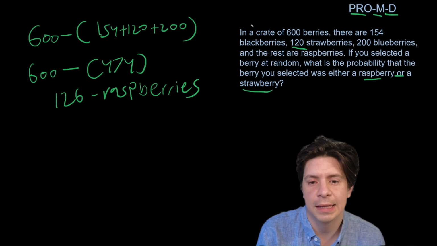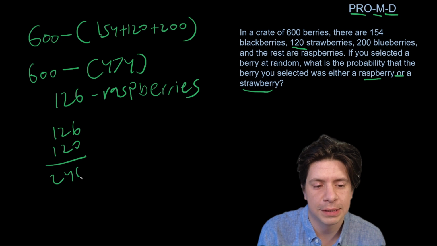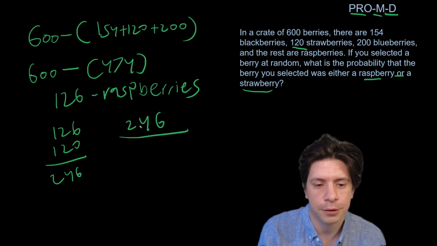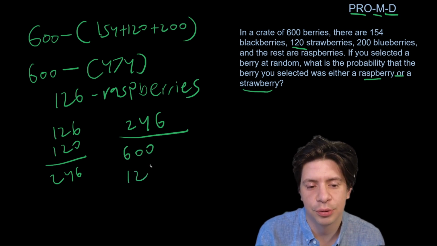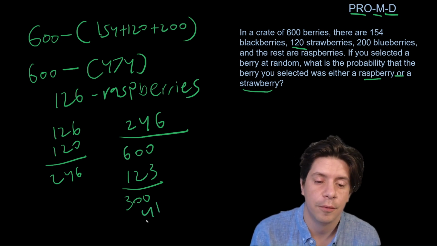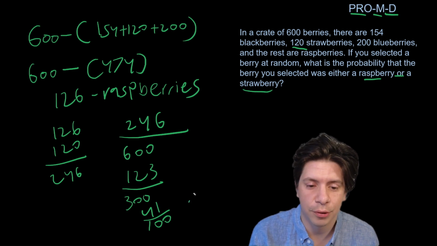Now we're going to add that to the 120 strawberries, and we will get 246. And then we're going to do 246 over 600, which simplifies to 123 over 300, which simplifies to 41 over 100. And that can be your answer, or you could write it as 0.41.